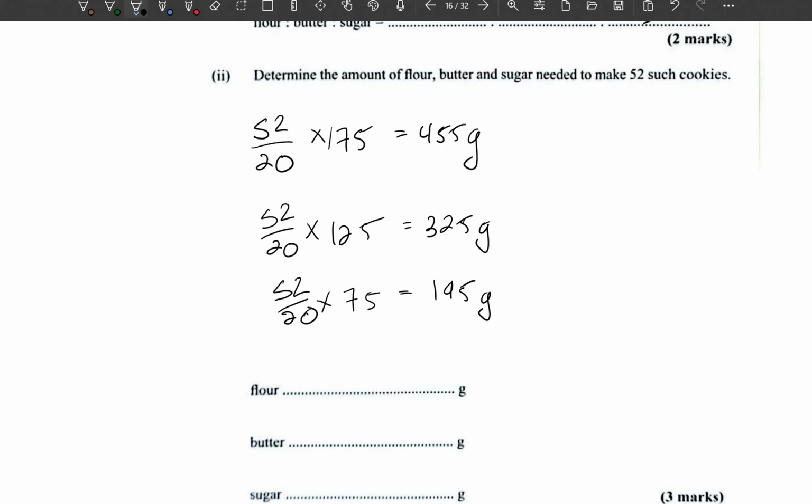Right, so we have 455 grams of flour, 325 grams of butter, and 195 grams of sugar.